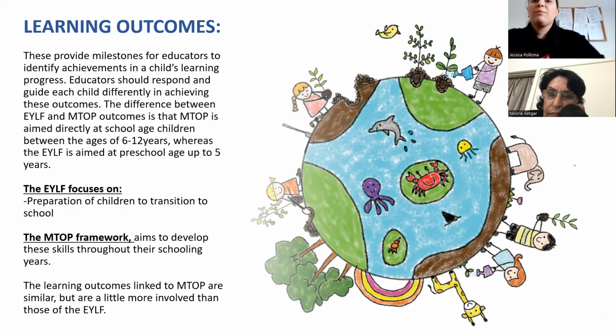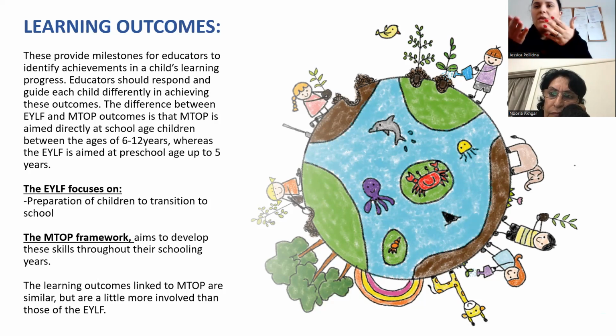So the learning outcomes provide milestones for educators to identify achievements in a child's learning progress. So an educator should be responding and guiding each child differently to achieving these outcomes, because as we know, all children learn differently, and they're all at different skill and ability levels as well, and different interest levels as well, okay?